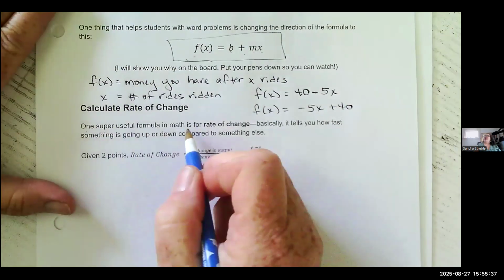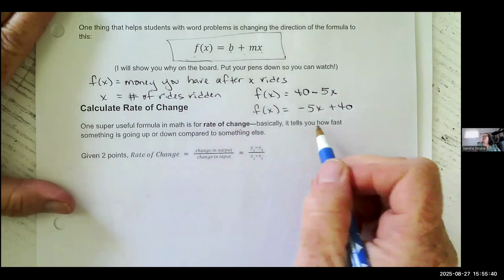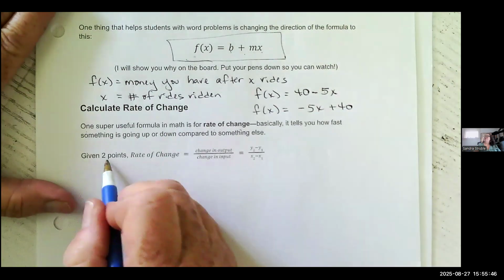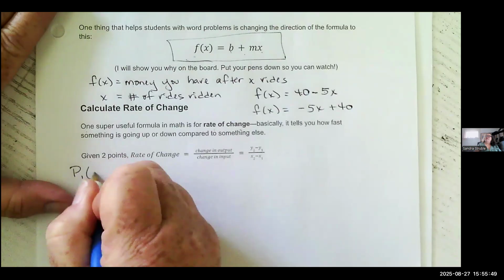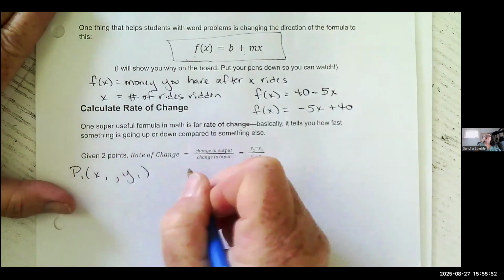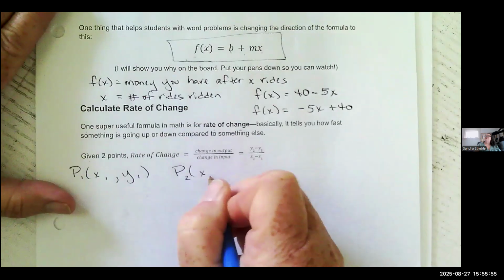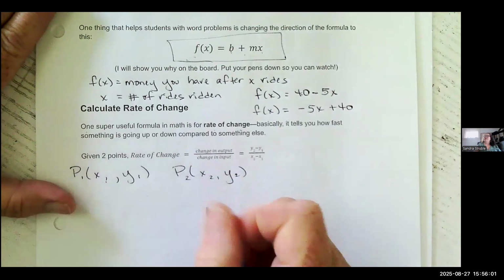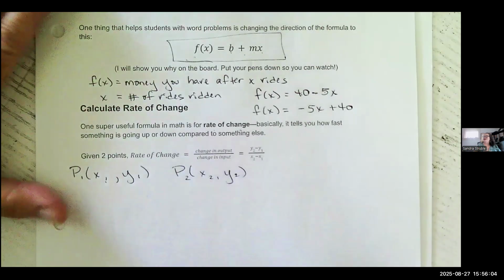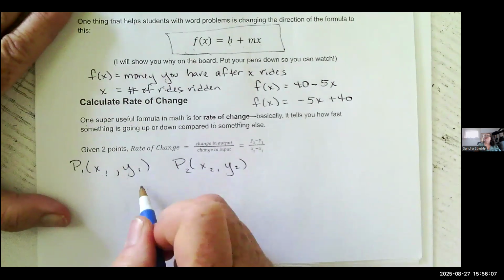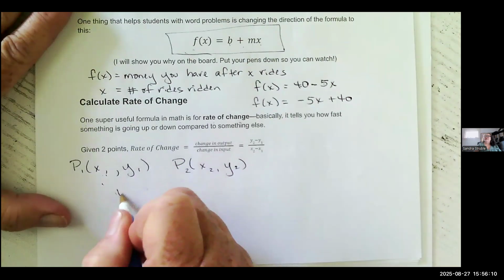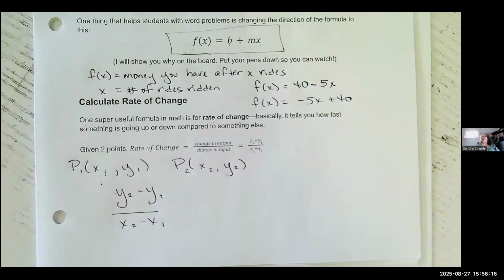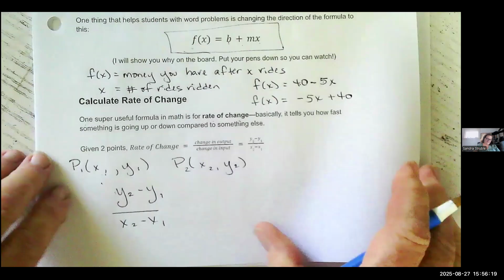One super useful formula in math is for the rate of change or the slope. Basically, it tells you how fast something is going up or down compared to something else. So if you're given 2 points, say point 1, x sub 1, y sub 1, and point 2, x sub 2, y sub 2. The sub 1 has to do with point 1, and the sub 2 has to do with point 2. So if you have 2 points, then you can use y sub 2 minus y sub 1 over x sub 2 minus x sub 1 to find your constant rate of change, all right? Or your slope.